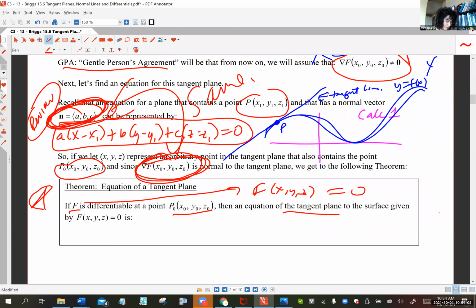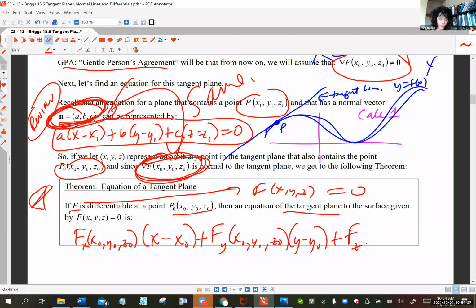Then the equation of the tangent plane is the first component of your gradient evaluated at x naught, y naught, z naught. That's going to be some number times x minus the x coordinate of your point, plus the first partial of big F with respect to y evaluated at your point, times y minus y naught, plus the big partial with respect to z evaluated at your point, multiplied by the quantity z minus z naught. That whole mess is equal to 0. And then you can multiply it all out.